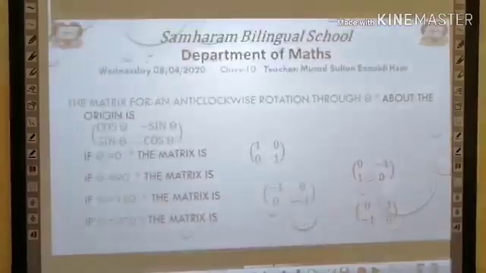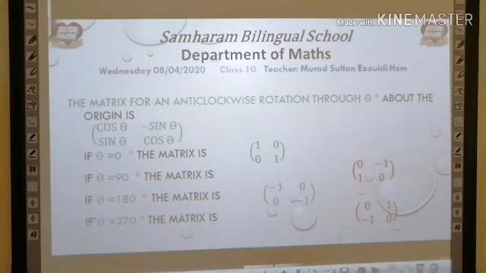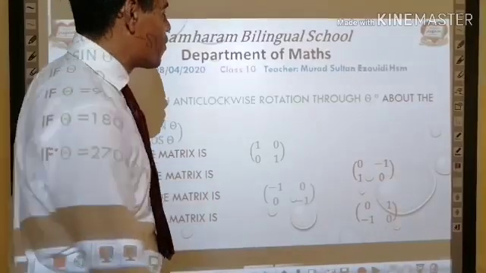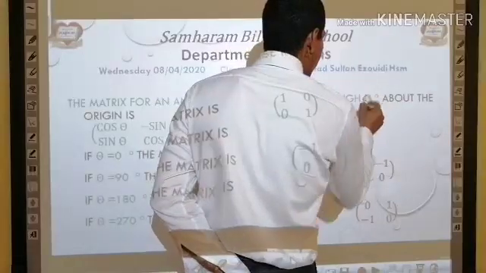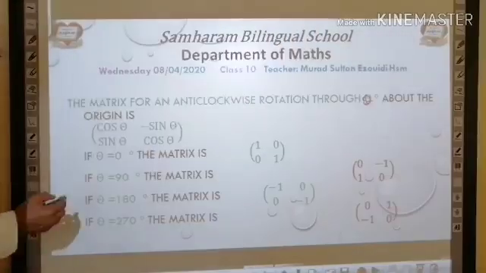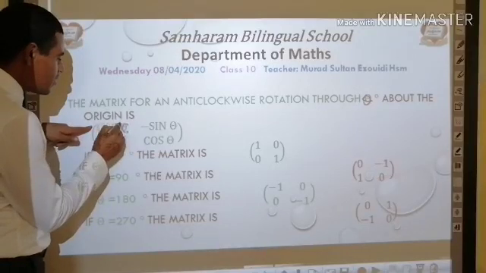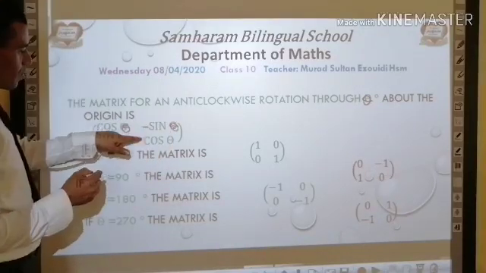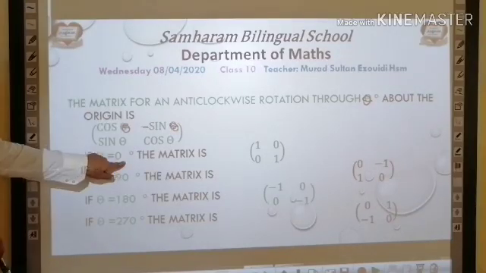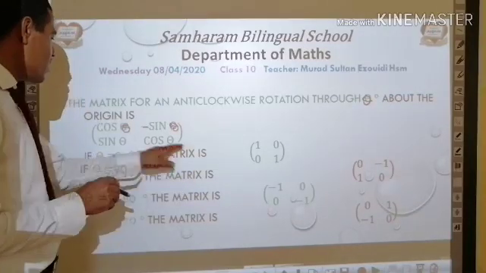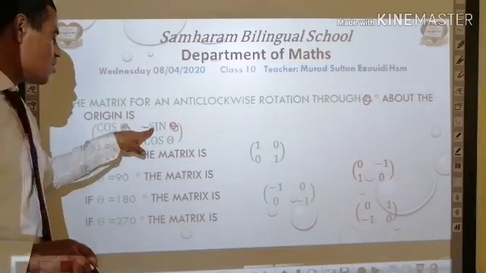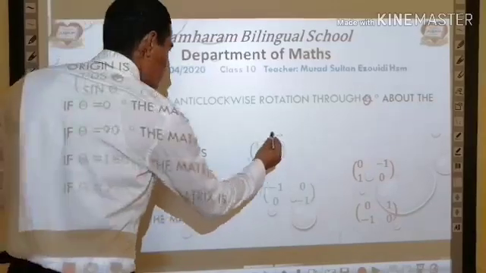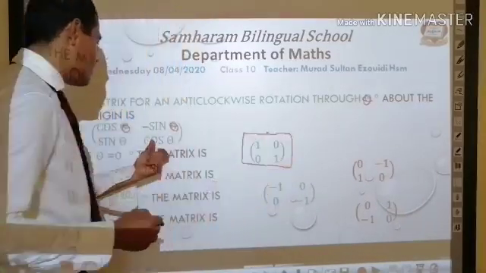The next one, my kids. We have the matrices for anti-clockwise rotation through theta. Theta is a given angle about the origin: cosine theta, minus sine theta, sine theta, cosine theta. If theta equals 0, the matrix is what? Cosine 0 is 1, sine 0 is 0. Sine 0 is 0, cosine 0 is 1. So this is the matrix when the angle theta is 0.